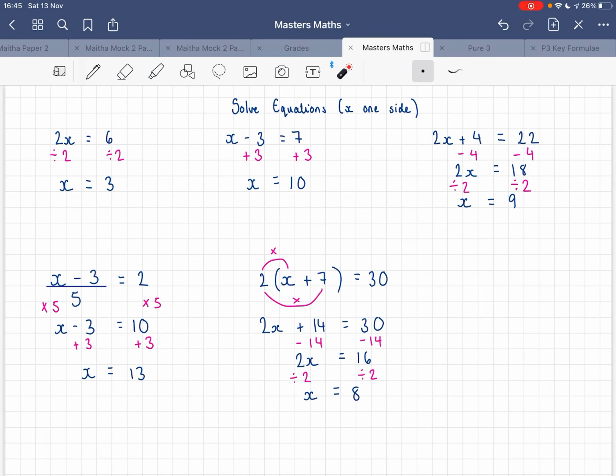I'm going to do x on both sides next. Then we'll have a quick look at changing the subject. That's pretty much it for algebra stuff that you guys need to know.